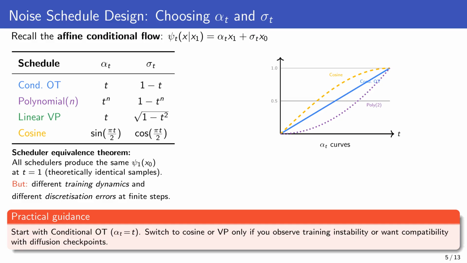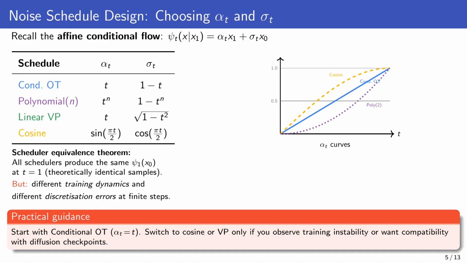Now let us talk about noise schedule design, which is one of the most important practical decisions in flow matching. Recall from Lecture 4 that the affine conditional flow is psi t of x given x1 equals alpha t times x1 plus sigma t times x0, where alpha t and sigma t define the scheduler. The scheduler controls how quickly the interpolation progresses from noise to data. The table shows 4 common choices. The conditional optimal transport schedule, which is the simplest: alpha t equals t, sigma t equals 1 minus t. This gives you straight line interpolation.